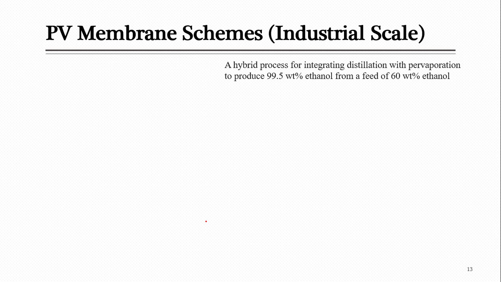Let's look at some pervaporation membrane schemes which are used on industrial scale. Sometimes they are used separately, sometimes they are used in combination with various other techniques. Like here there is one use for a hybrid process integrating distillation along with pervaporation. It means there will be distillation as well as pervaporation.